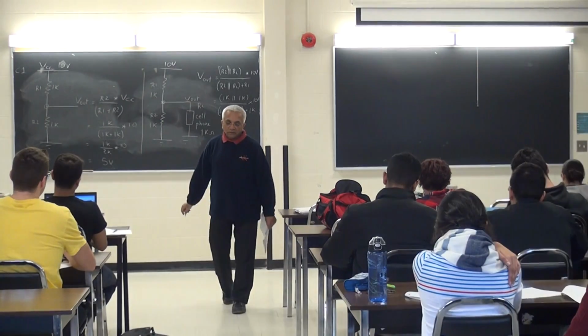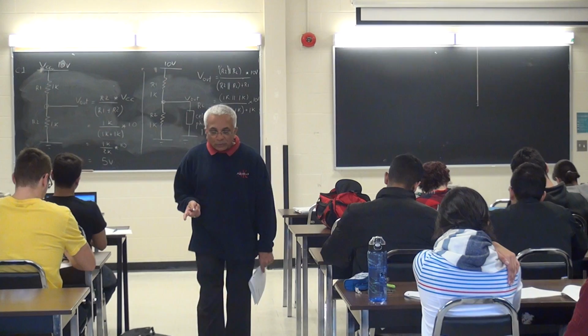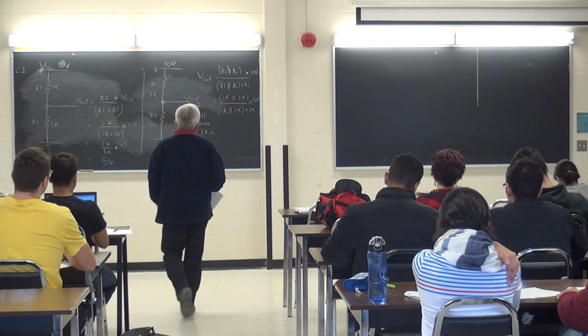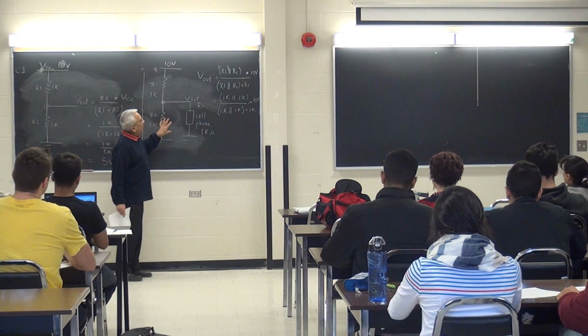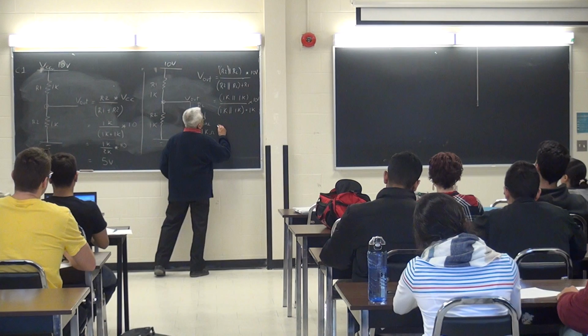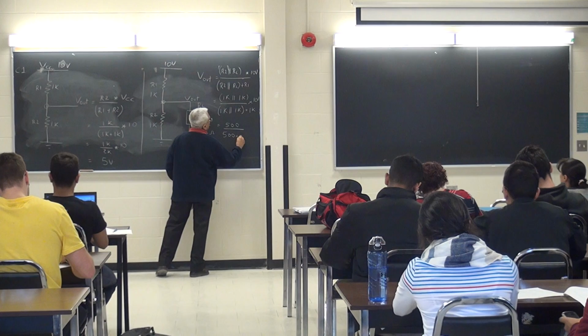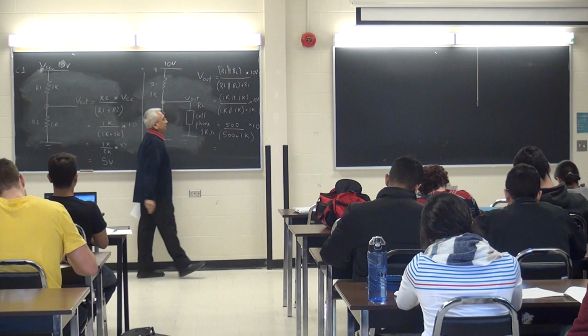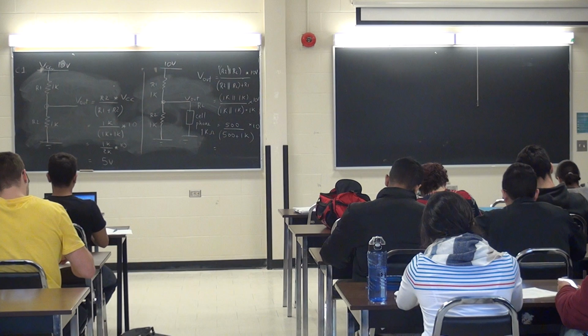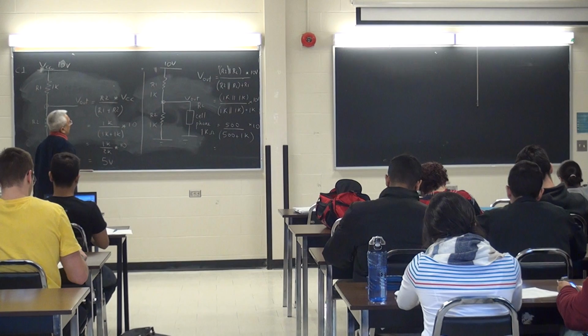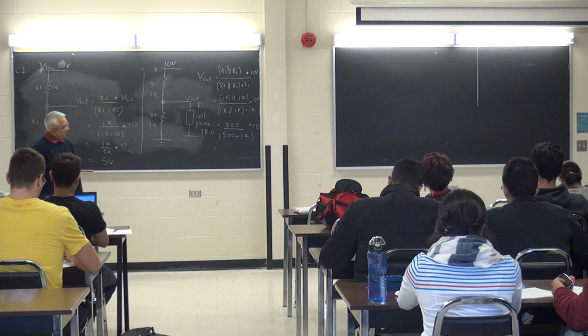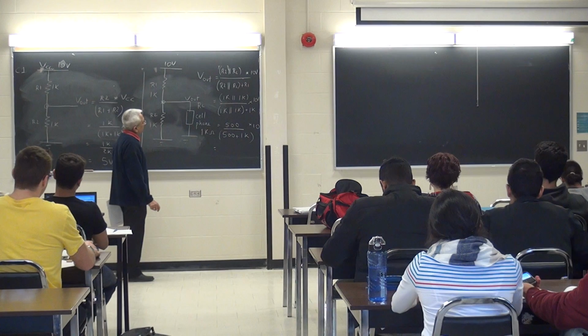You see that? Because of the load resistance RL of 1K, I have to find the equivalent resistance here, which is 1K in parallel with 1K. What is 1K in parallel with 1K? 500. So this becomes 500 divided by 500 plus 1K, times 10, which is 500 divided by 1500 times 10, which is how much? 3.33 volts.